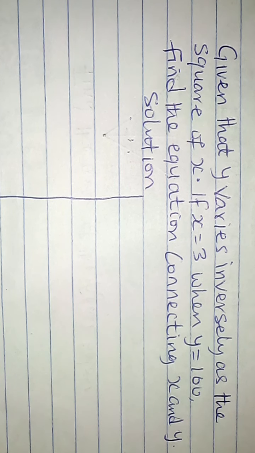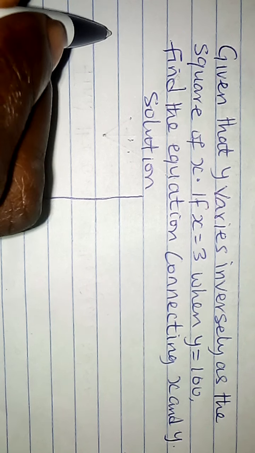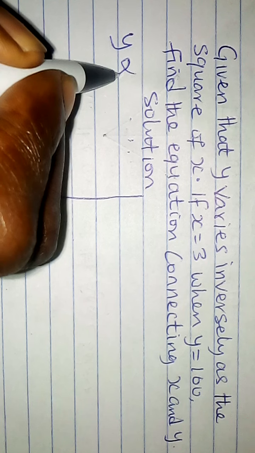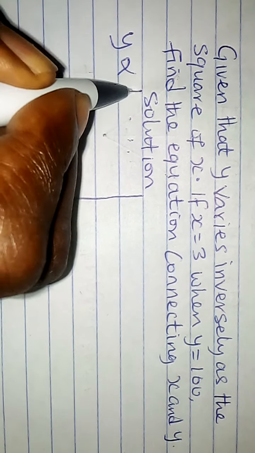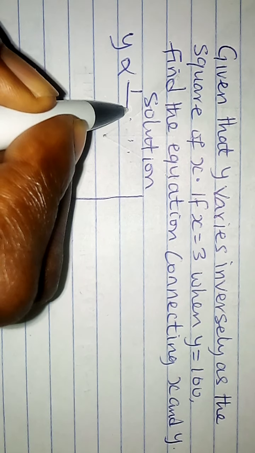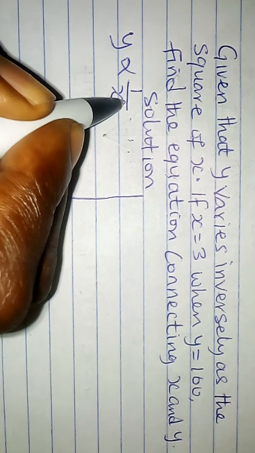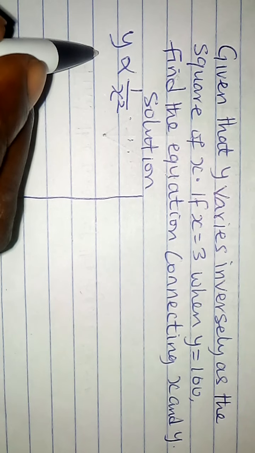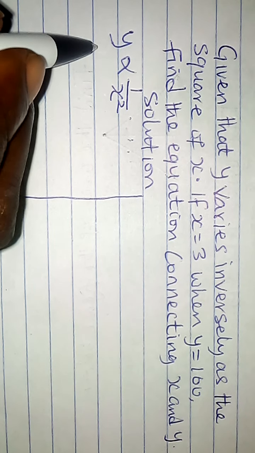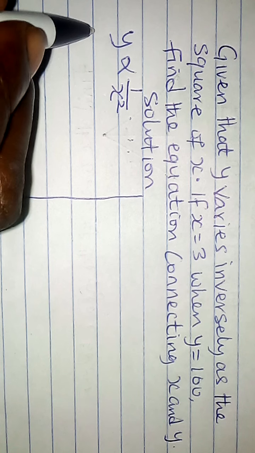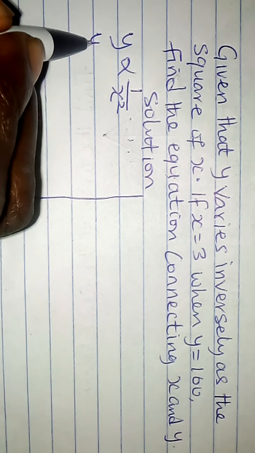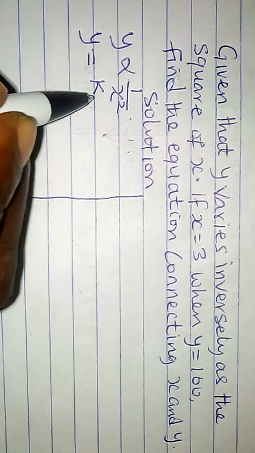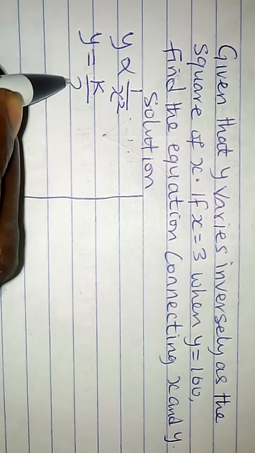Now let us solve the problem on the screen. Okay, they say that y varies inversely as the square of x. Now this is what it means. Now this can be written mathematically as an equation as the same thing as y equal to k, which is the proportionality constant, all over x square.